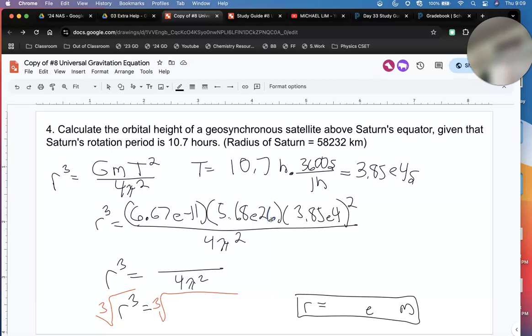Class, now our extra help group, we've got the parentheses filled in. We just need to do the work in the calculator. So this comes back full circle to Jimenez. Grab a calculator. I want you to put in this huge, long calculation all at once. 6.67 E negative 11 times 5.68 E26 times 3.85 E4, and then hit square right away after the 4. Tell me what you get when you hit equals.